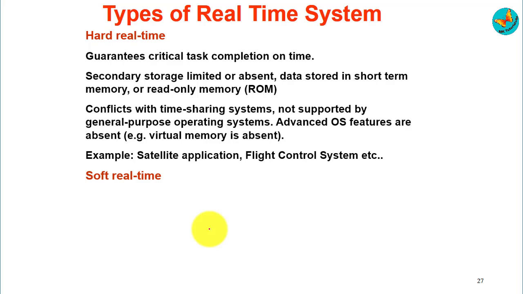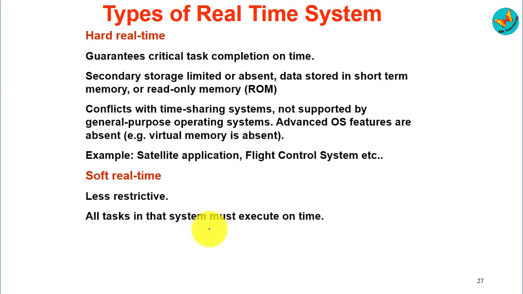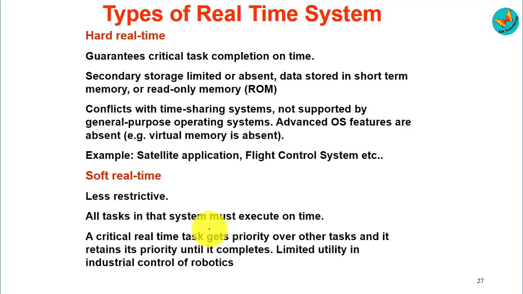Now let us move to the soft real-time operating system. Compared to hard real-time, this is less restrictive; all system tasks are completed, and a little bit of delay could be tolerated. And if suppose a critical real-time task is there, then it will get priority over the other jobs. This soft real-time operating system has limited utility in industrial control and robotics. One example of soft real-time is the audio and visual system of our computer system.